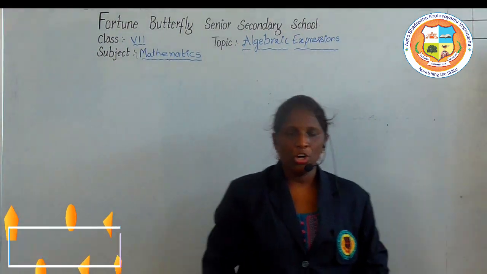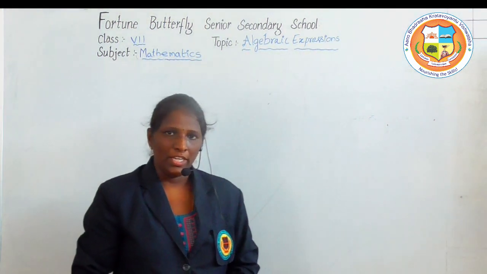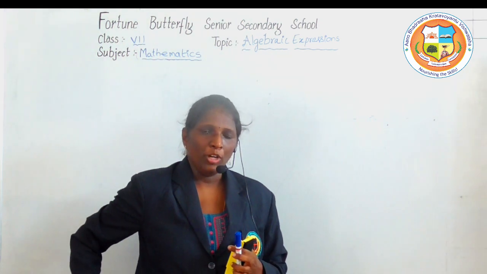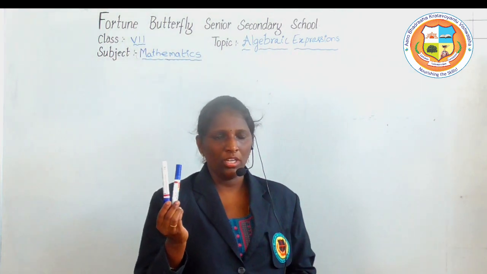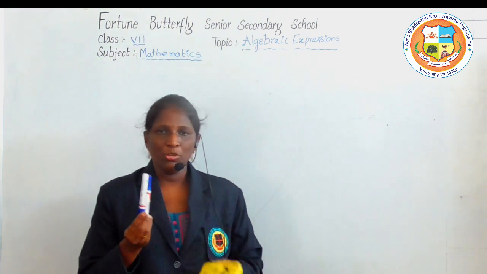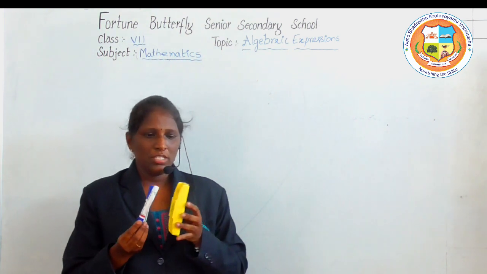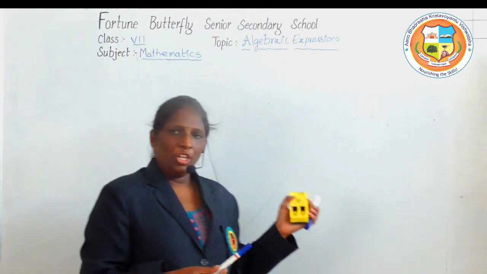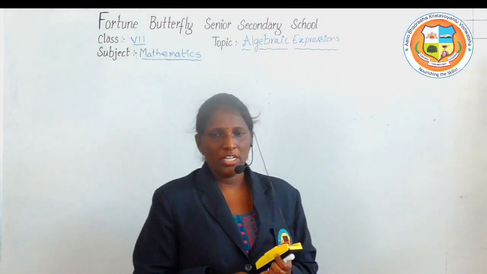Next, addition of algebraic expressions. Addition of algebraic expressions is possible with like terms only. Why? Because I have one marker. Now we add one more marker. Adding one more marker means I have two markers. But if you try to add a duster to the markers, it is not possible. Why? Because these two markers are similar, that's why it is easy to add. That's why they are like terms. If you add the duster, it is an unlike term, so it is not possible to add. Like this, in the same way, if you take like terms only, addition and subtraction are possible.